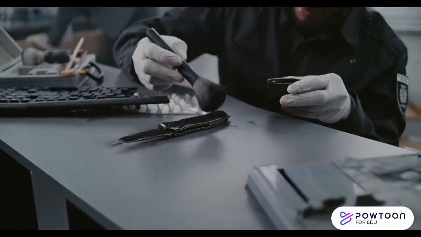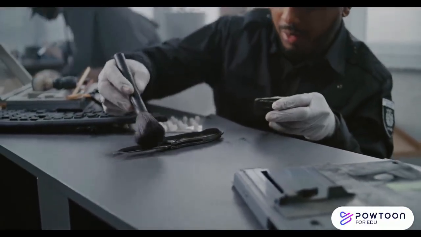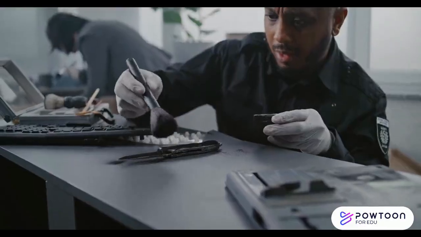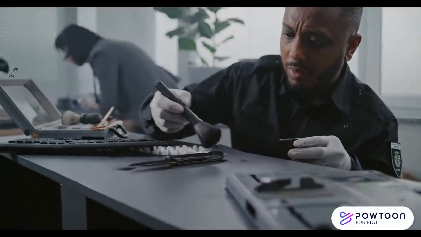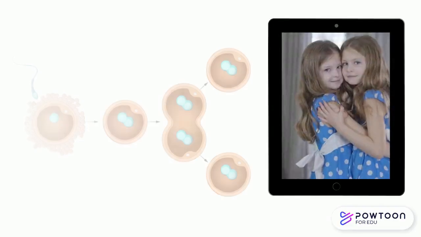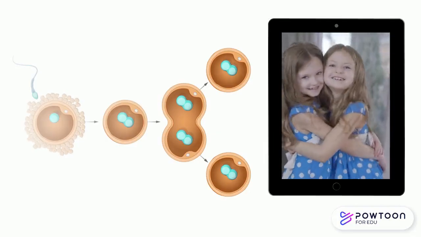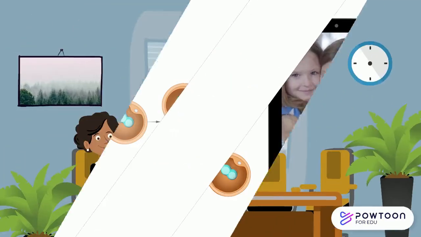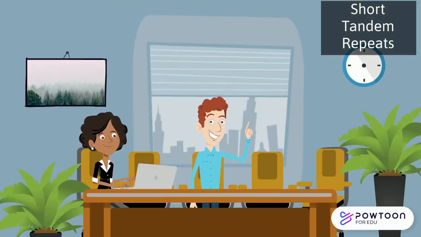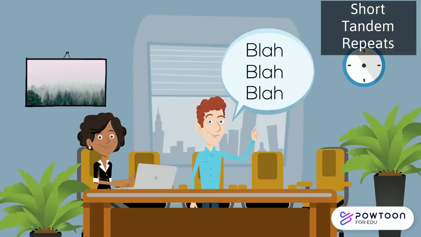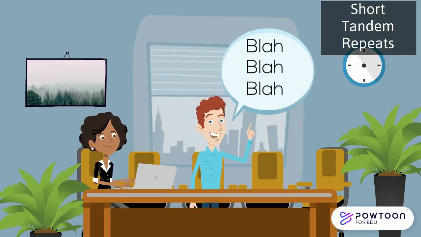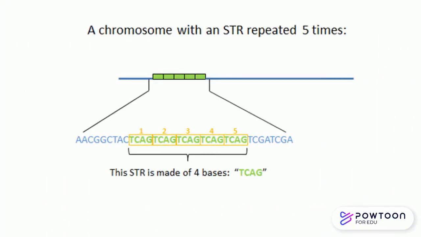The order of bases in our DNA can be used in identification because it is unique to each individual, with the exception of identical twins who start from the same fertilized egg. The most common method of DNA fingerprinting uses STRs, or short tandem repeats. These are regions of DNA that do not contain instructions for proteins. Instead, they repeat the same sequence of bases over and over.